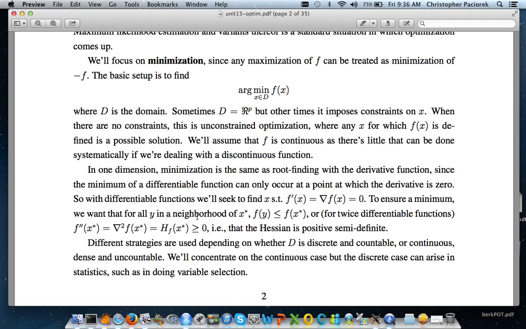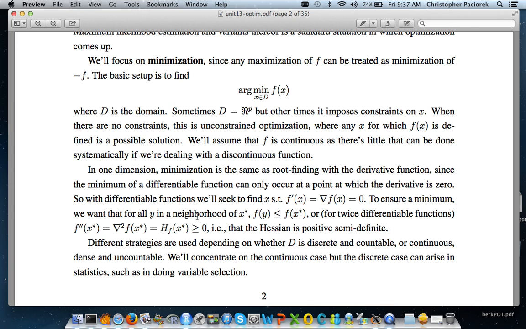Okay, so some of this is now going to go back to basic calculus and working with derivatives and what it means to have first and second derivatives. So suppose I've got some function that I'm trying to minimize. Well, I know that the minimum is going to occur where the derivative is equal to 0.